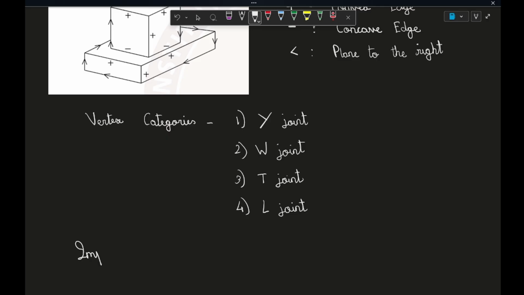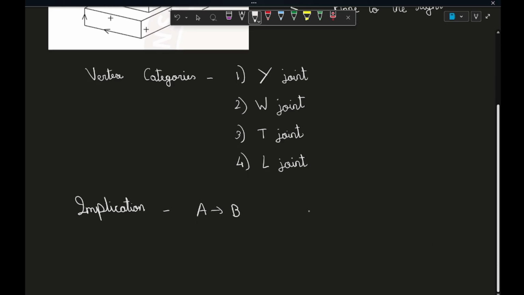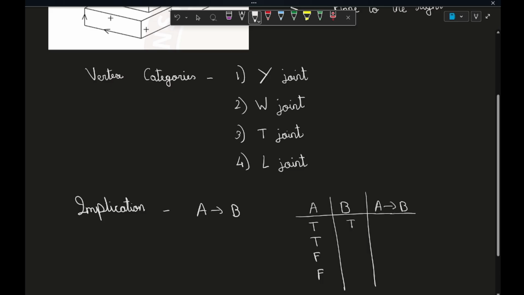Implication, it's just an if-then statement: if A then B. The truth table looks something like this: A implies B, right? And the values can be true, false, true, false.